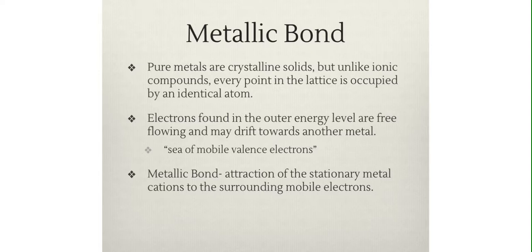So they're more properly viewed as an array of positive ions surrounded by a whole bunch of mobile, or moving, valence electrons. And again, these are electrons that are capable of moving freely throughout this empty space within this specific bond. So a metallic bond is the attraction of the stationary metal cations to the surrounding mobile electrons. Remember, we are only dealing with cations right now because we're dealing with only metals. So all they're doing is these cations are attracted to whatever electrons they can get their hands on.